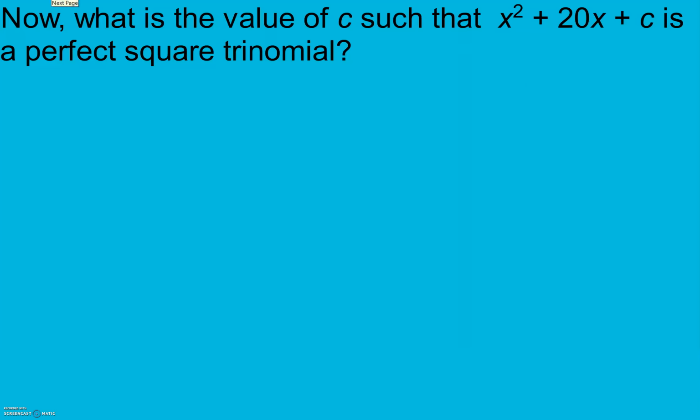Now feel free to pause here and give this a try if you'd like. Again, to figure out what value for c we'd have to add here, we take our b term. Remember, it's ax squared plus bx, so b is the coefficient in front of our x. We half it and square it. 20 divided by 2 is 10, and when we square that, we get 100. So 100 is my c value. That's the number we'd have to add here to make this a perfect square trinomial.